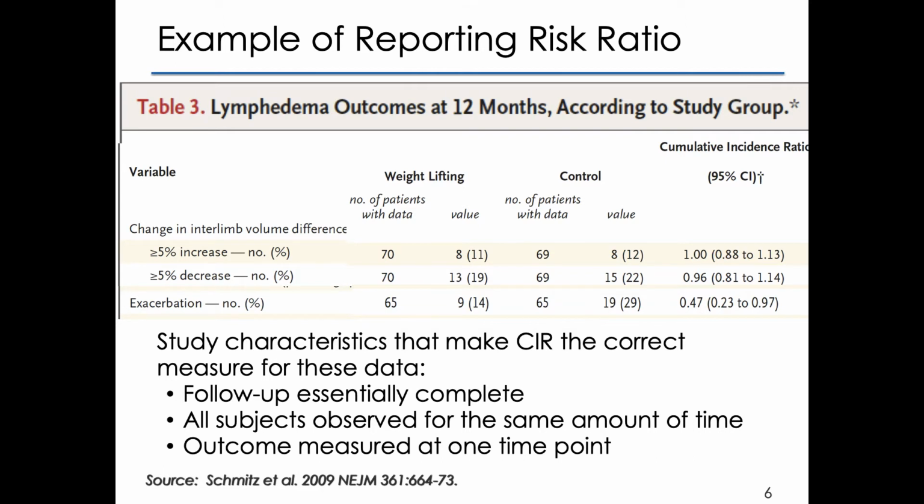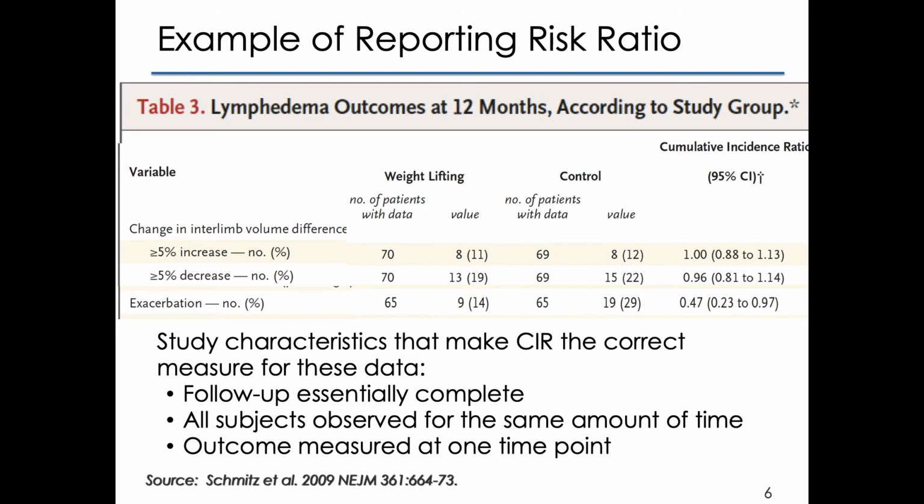So why is this the right measure? The count denominator and the cumulative incidence ratio. What are the study characteristics that make the cumulative incidence ratio the correct measure for these data? Well, first of all, follow-up was essentially complete. I read the other parts of the methods and they lost almost no one. And then all the subjects were observed for the same period of time, so there's no real value added in using some kind of person time denominator, because every person had about the same amount of time.